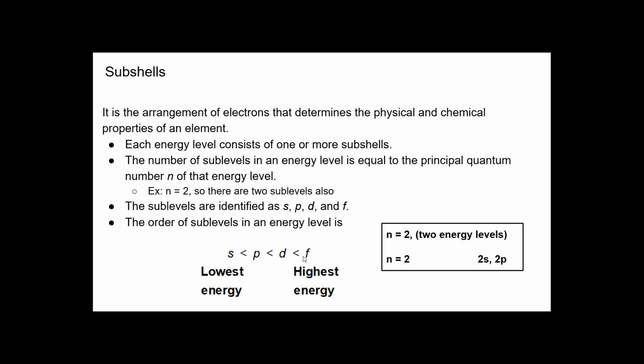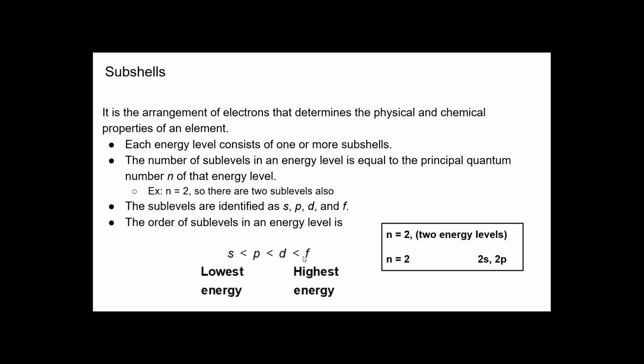Each energy level consists of one or more subshells. The number of sublevels in an energy level is equal to the principal quantum number n of that energy level. So n equals 2, there are 2 sublevels. That's what that fancy sentence means: if n equals 1, it only has one subshell. If n equals 2, there are 2 subshells, so 2 books, where n equals 1 has 1 book. n equals 3 has 3 books, so 3 subshells. n equals 4 has 4 subshells, 4 books.